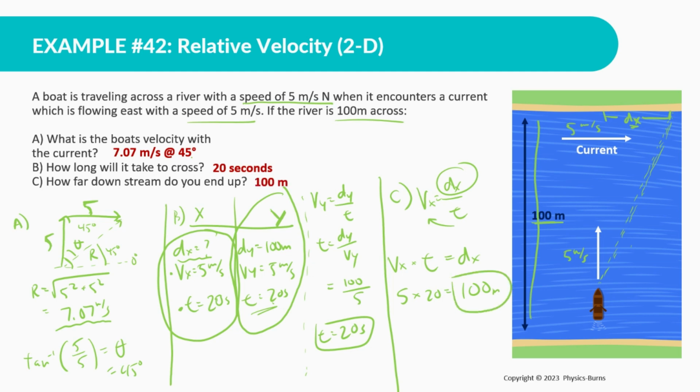Okay. And yeah, it's going to be the same as this. And that should make sense. It's going the same speed in the x and the y. And it's traveling with the same time of 20 seconds in both directions. So the distance it goes should be the same in both the x and the y.